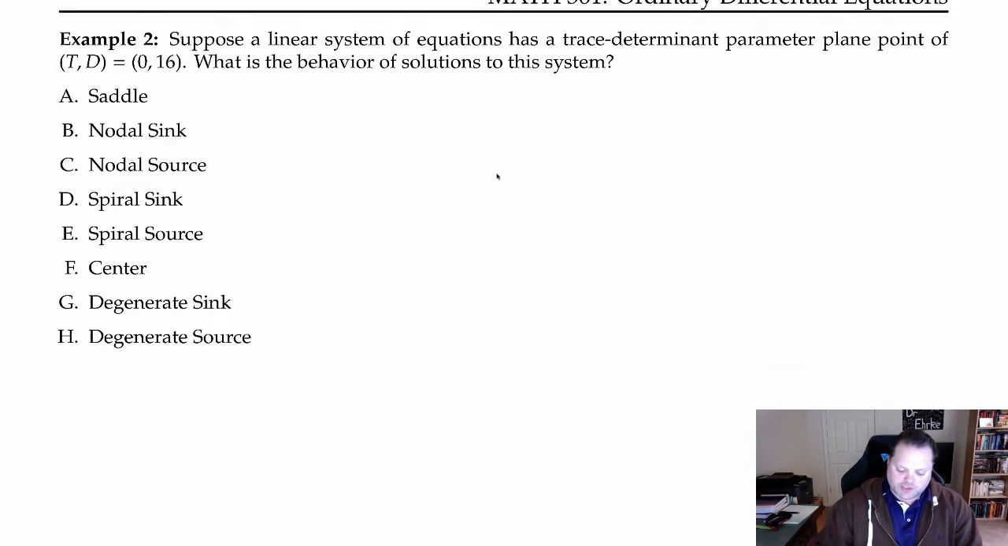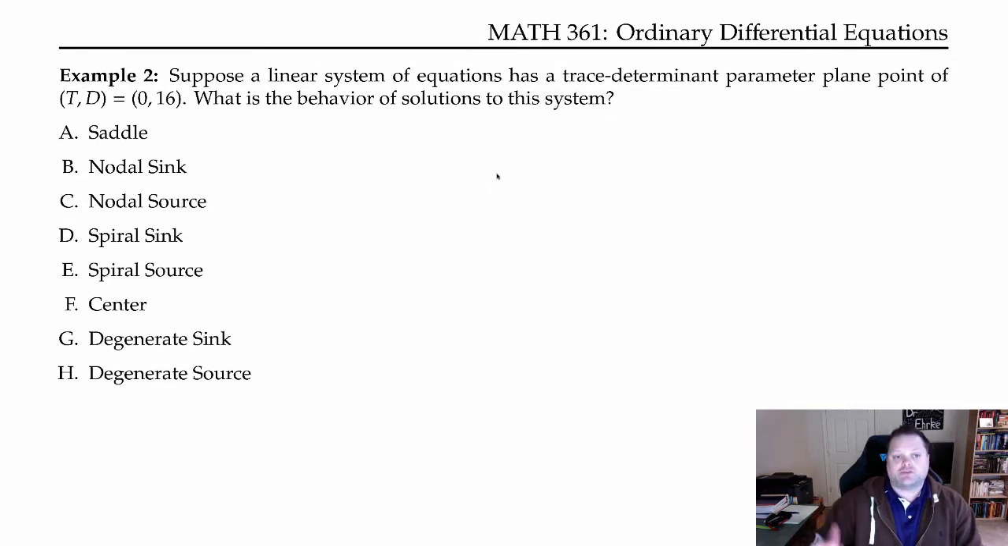All right, let's try another one, very similar to the one we just did. I'll give you a second to pause, see if you can figure out the answer, then we'll talk about it together. All right, if you haven't paused yet, please do so.